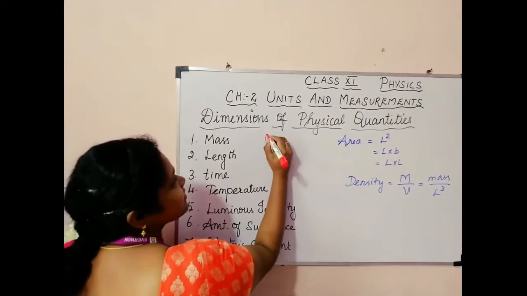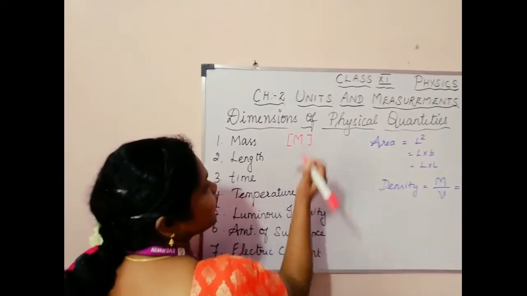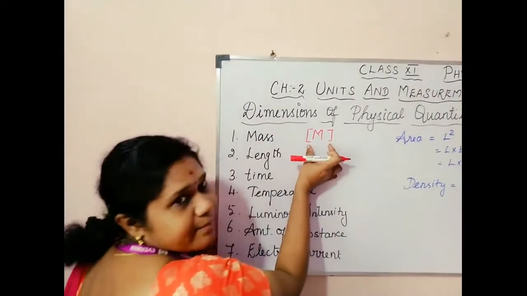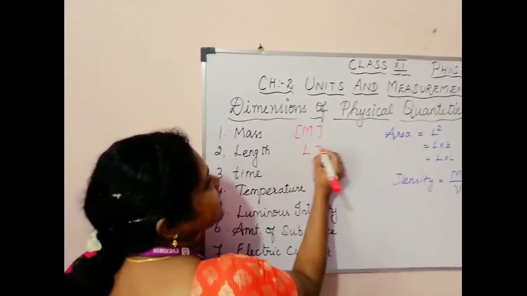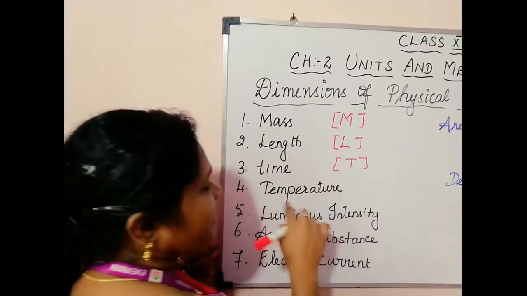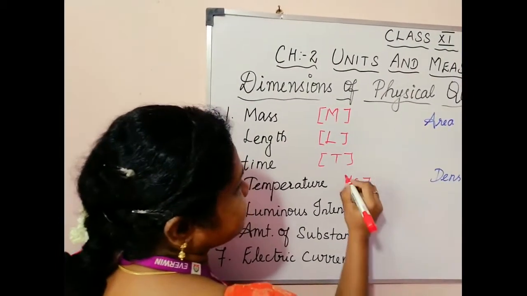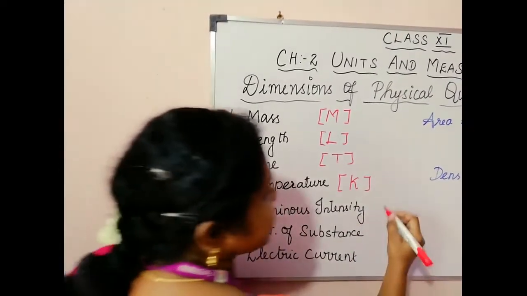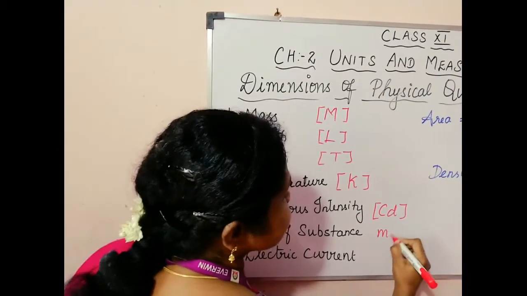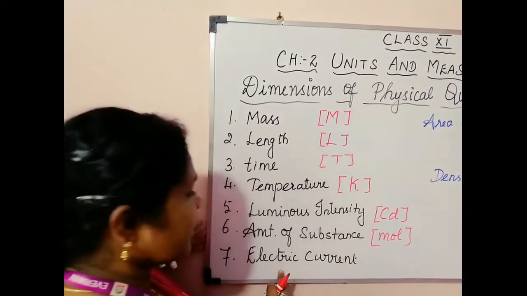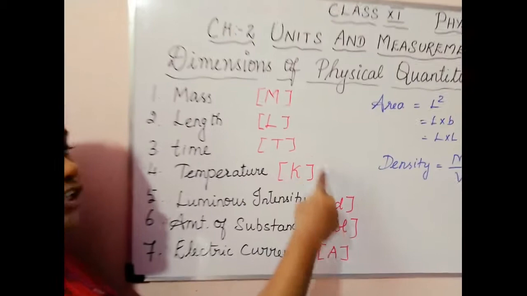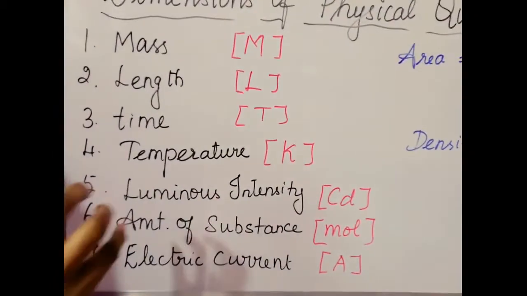For mass, M is the dimensional formula, capital M, and that should be written in square brackets. For length it is L, and for time it is T. For temperature it is K, for luminous intensity, candela, for amount of substance it is mole, and for electric current it is ampere. So these are the dimensional formulas for the fundamental quantities.